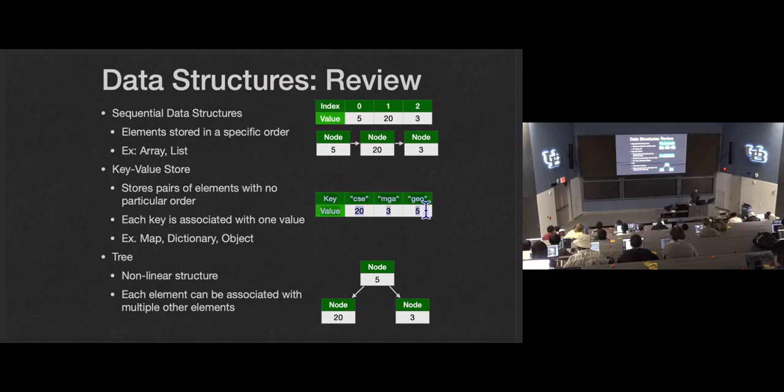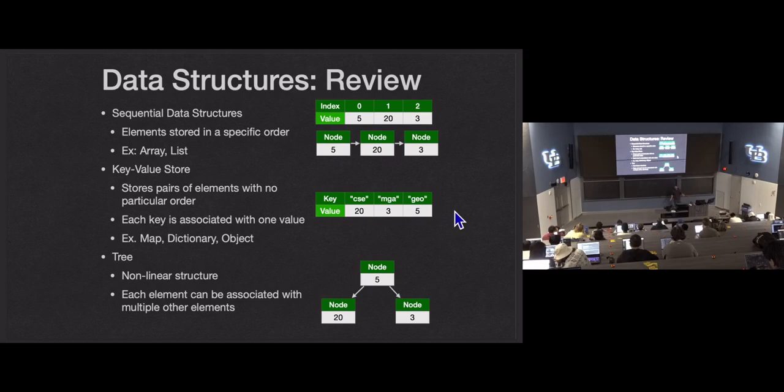We also saw key value stores. This is where instead of storing values in some order or storing values at indices, we're going to store our values at keys. So we have some key, which can be any type, mapping to a value of any type. And with this, the order didn't matter anymore.